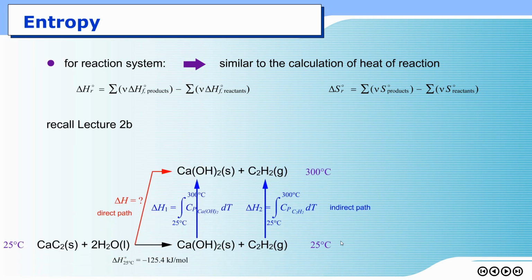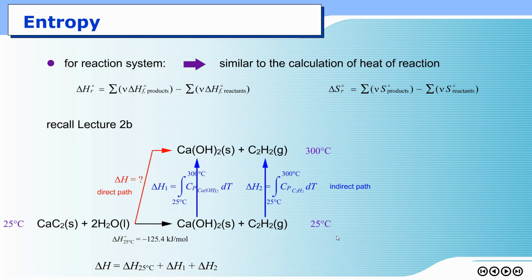If you recall lecture 2b, this is an example that I showed you for the calculation of change in the enthalpy if the reactant and the products are not at the same temperature. So we need to go along this red arrow as the direct path, and we consider that the direct path, the red path, cannot be calculated directly. It is more convenient to go the indirect path by using the black line and the blue lines combined. So you get delta H of the process to be delta H at 25 degrees C, which is the black line, added by the change in temperature according to the blue lines.